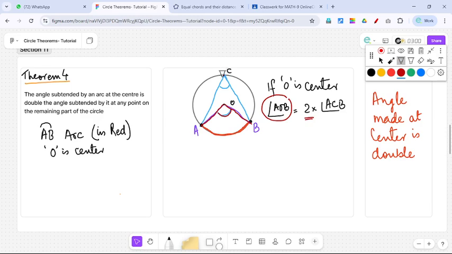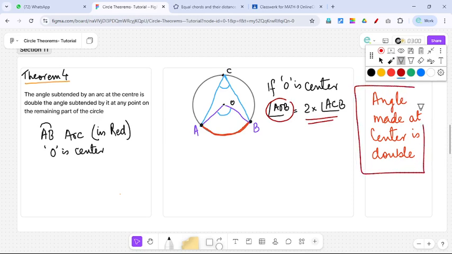Now this is any other point on the circle. So the angle made at C, that is ACB. As per the theorem, angle AOB will be double the angle ACB. In short form, just remember, angle made at center is double.